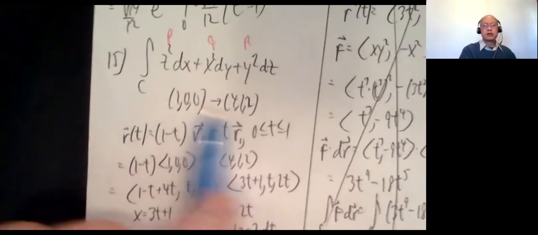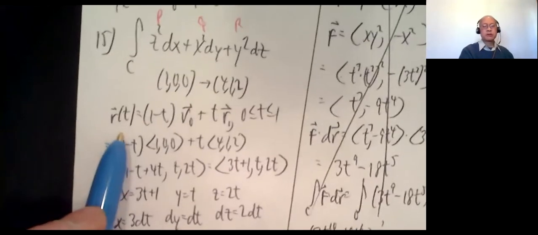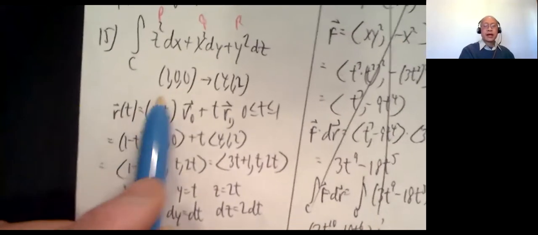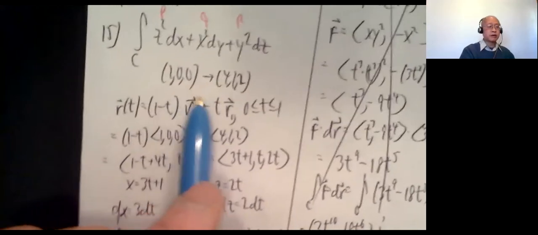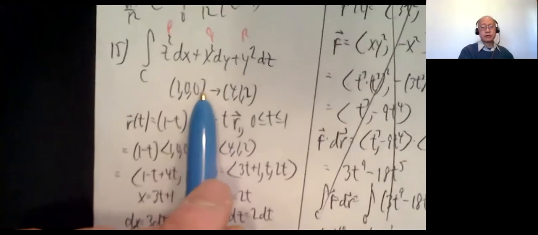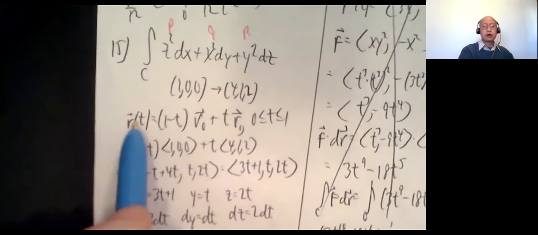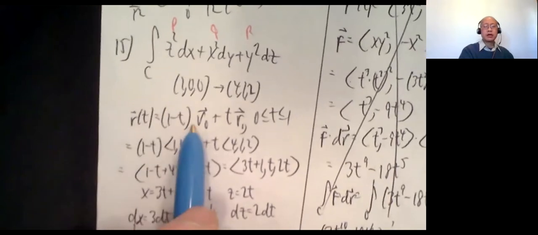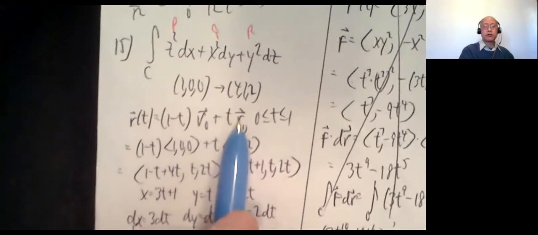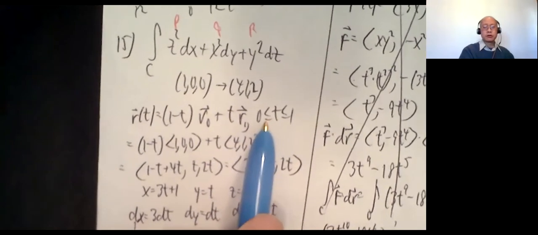Okay, so if I go from (1, 0, 0) to (4, 1, 2), I'll use that formula this time that we showed you just a moment ago. And remember, that only works if it's a straight line segment. If you don't have a straight line segment, you can't do it. So r of t by formula is (1 minus t) r0 plus t r1. t goes from 0 to 1.